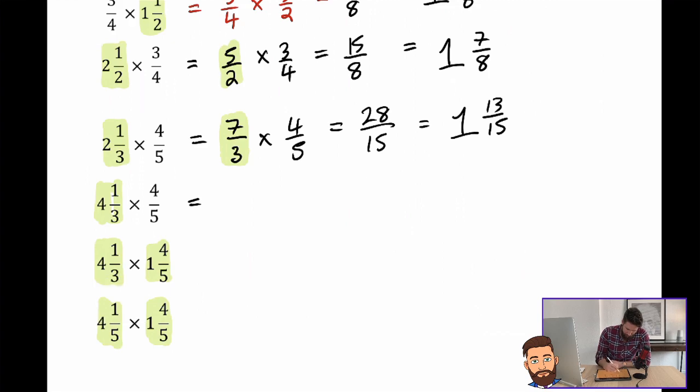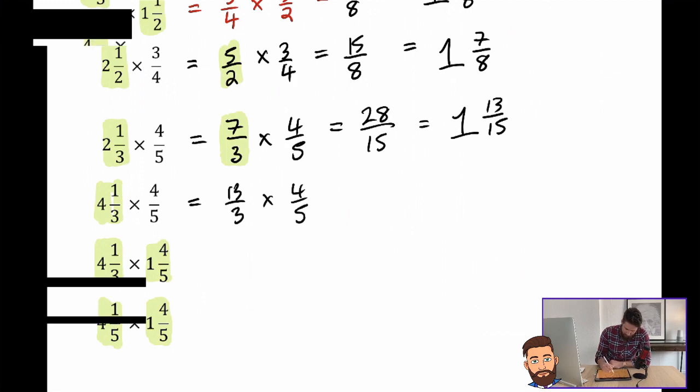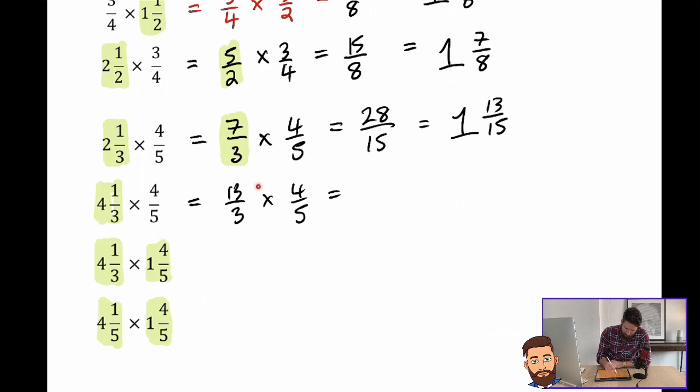Next one. 3 times 4 is 12, plus 1 is 13 over 3, times by 4/5, timesing these across would give me 4 times 13, well 2 times 13 would be 26, double that again, would be 52, sorry, over 15. That is top heavy.